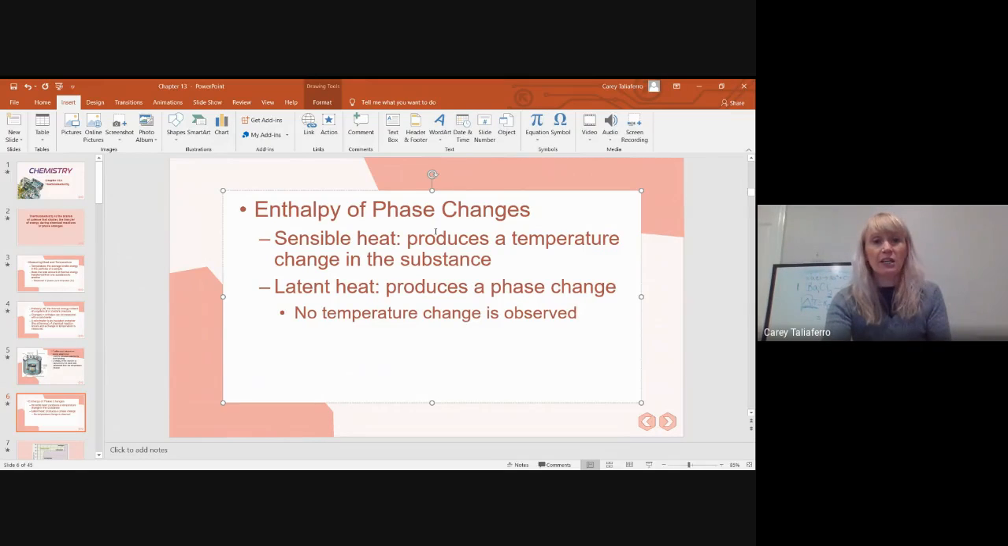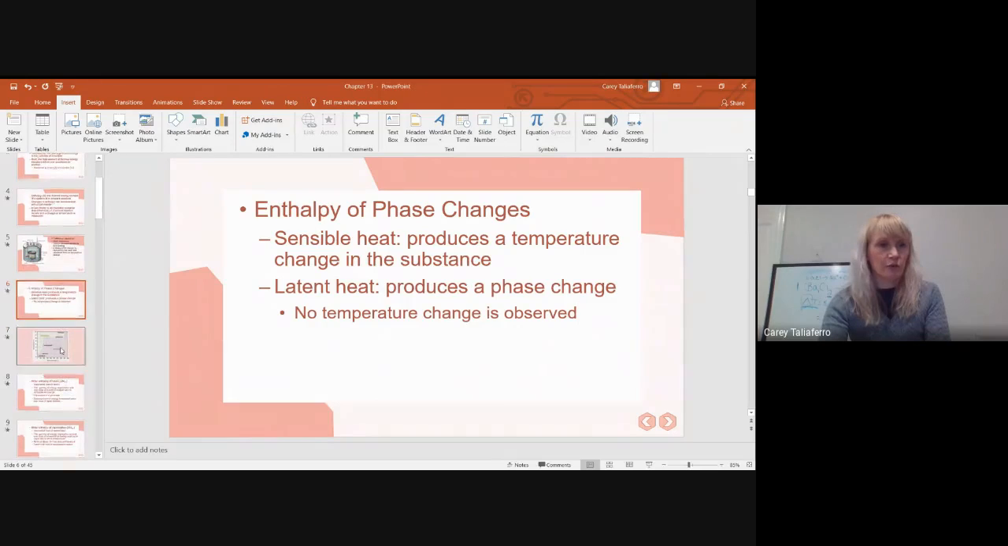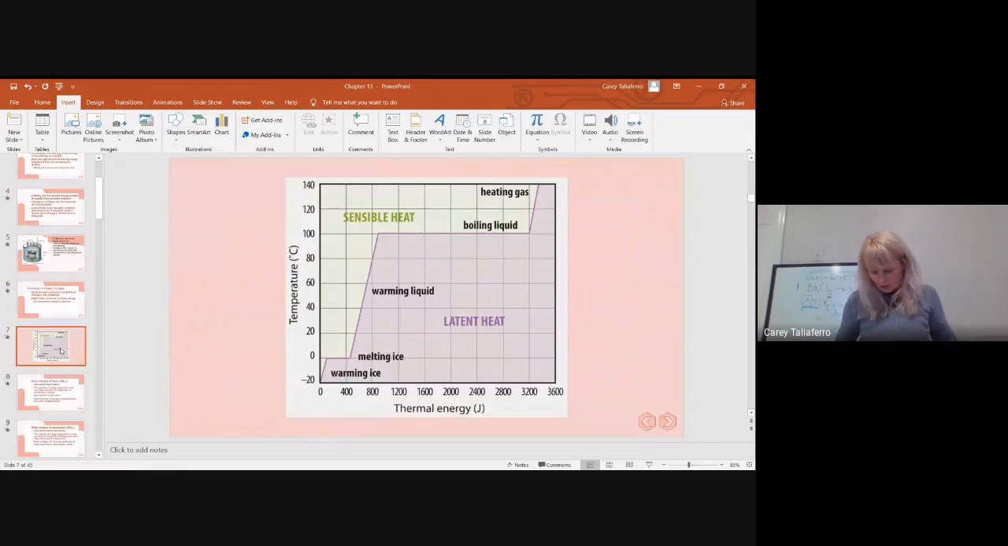Okay, so sensible heat produces a temperature change. Latent heat does not. And I'm going to show you a graph. This graph is also in your book. Let me turn to the page, on page 337. So here, this is all dealing with water. Okay. Now notice you have thermal energy in joules here.